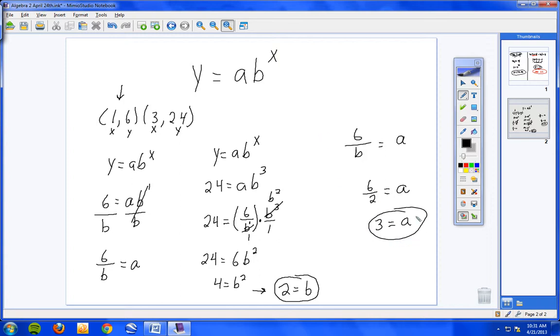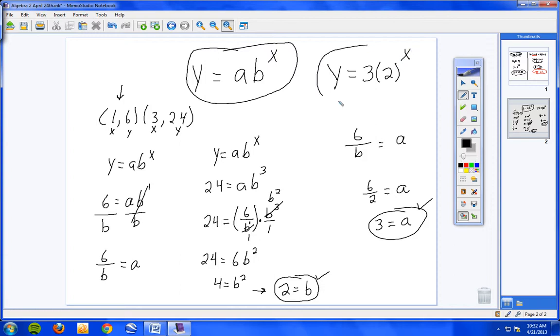Do you know what a is? Yes. Check. Do you know what b is? Yes. Check. So step 4 says write your model. So come up here. Here's your model. Now you know what a is. Now you know what b is. So your model is y equals 3, then put a parenthesis for your b, 2, to the x power. You did it. That's all you got to do. So once you know what a is and once you know what b is, you substitute them in and you're good.